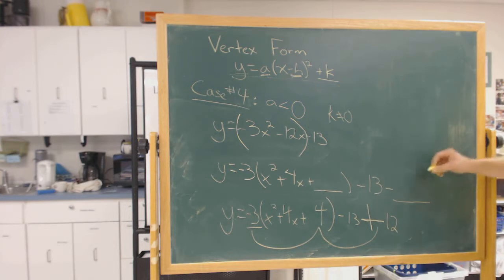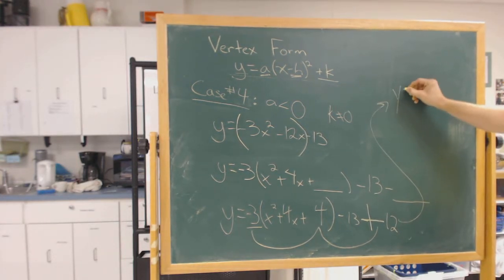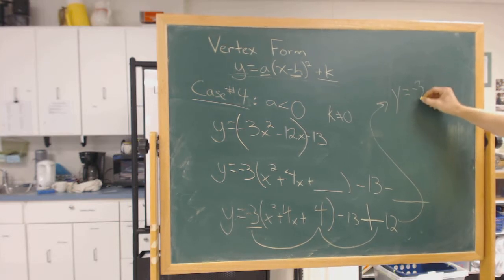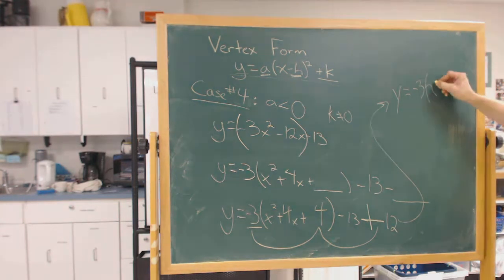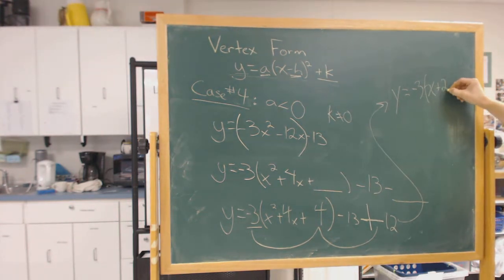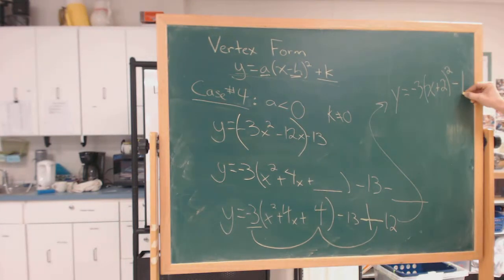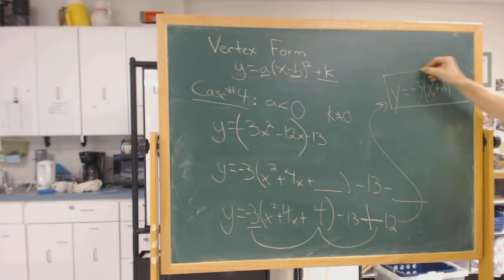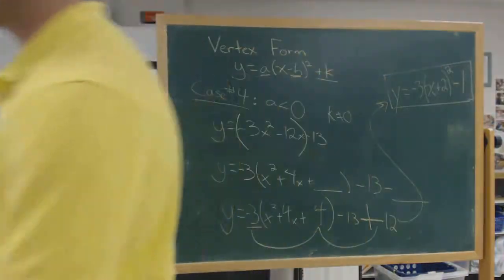Now I'm going to come up here. Y equals negative 3 times (x plus 2) squared. The whole reason I did this was so I could have a perfect square. Minus 13 plus 12 minus 1. Yay! And I'm done. And that is our last case, and we have 1 minute left. Don't erase it.